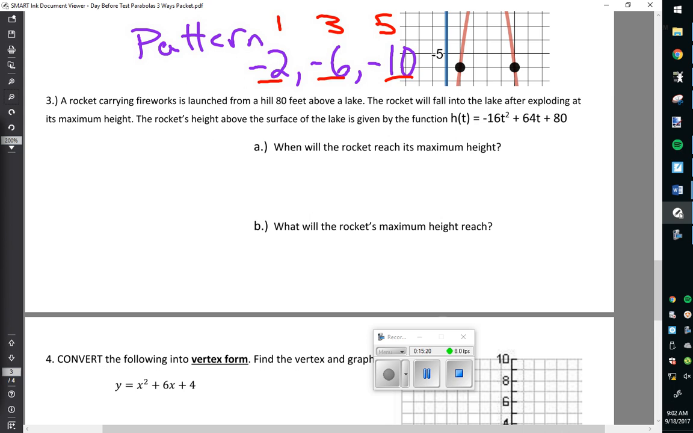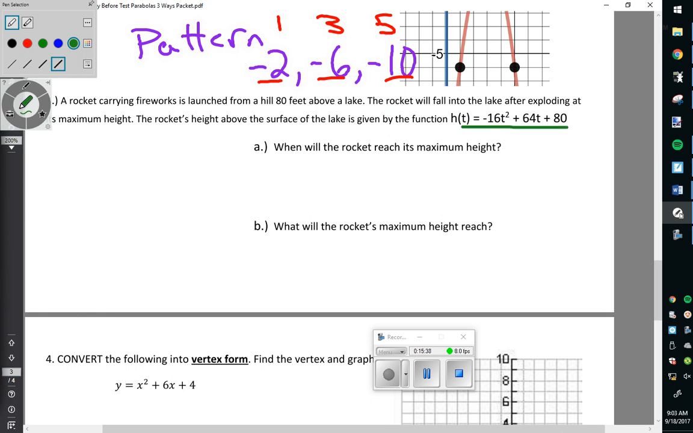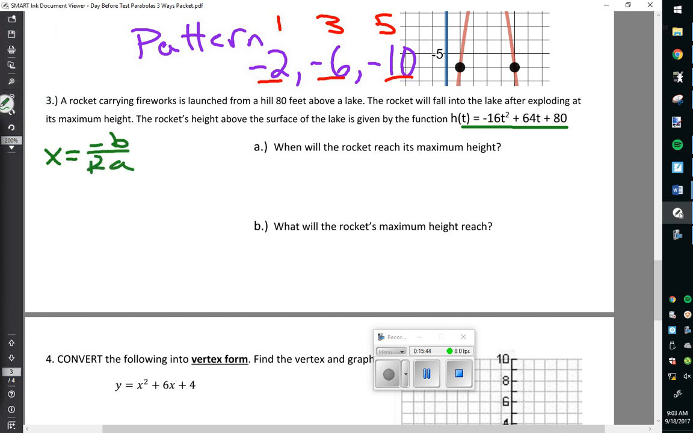Well, anytime I'm talking about maximum height, this is a parabola. I know it's a parabola because it's squared. It's negative, so I know the parabola is going downward. Okay, so if I want to know the maximum, I'm finding the vertex. So the easiest way to find that vertex, Muhammad, would be what? It is in standard form. So I'm going to use x equals negative b over 2a. Negative b over 2a.